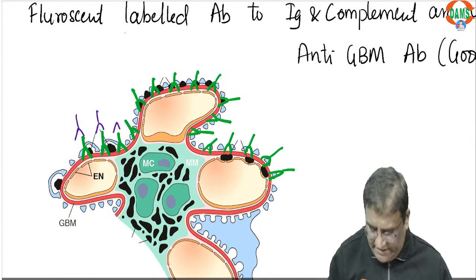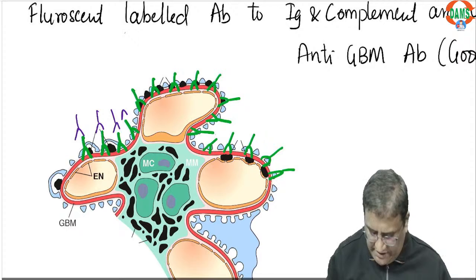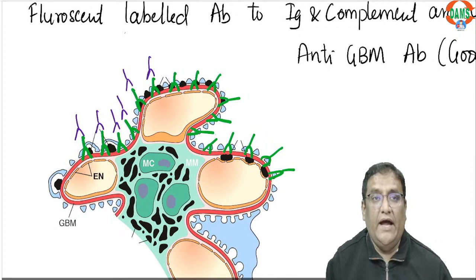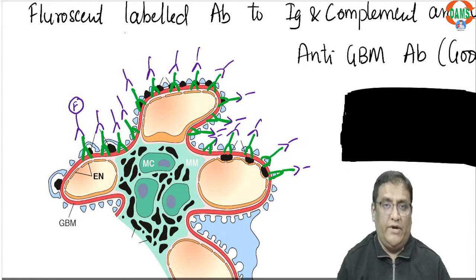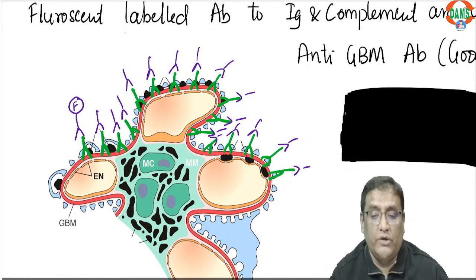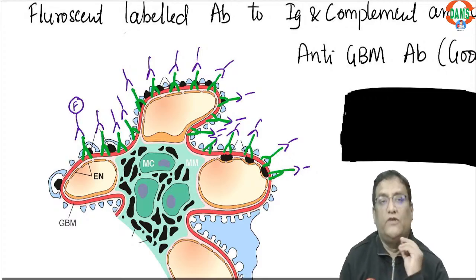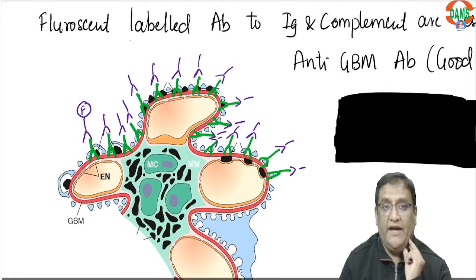So this anti-IgG, the purple one, look at this. These are anti-IgGs I am adding, and these will be fluorescent labeled antibodies. I hope all of you are understanding this. These are the fluorescent labeled antibodies, meaning they will emit a fluorescent light. This is an indirect IF, isn't it?